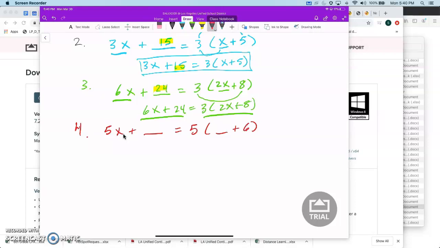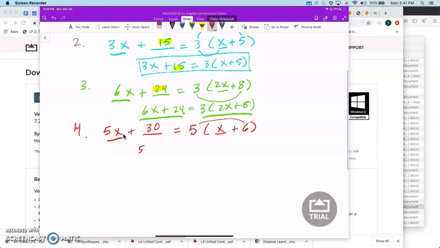Okay, so we know that multiplying this times this will give me this number here, which is 30. And all I need is to multiply something here times this to give me this number here. I know I have a 5. 5 times 1 is 5, so the only thing I need to put here is an x. So we know then that we are going to rewrite this as 5x plus 30 is equal to 5 times x plus 6. Those two are equivalent expressions.